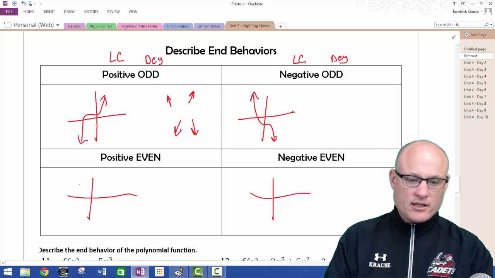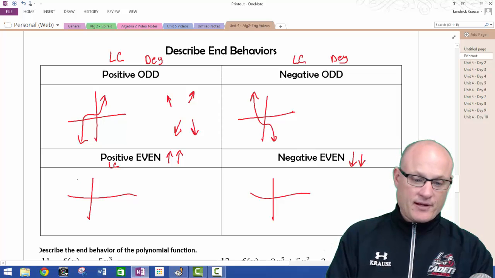All right. Positive leading coefficient. So my leading coefficient is positive, but it's even. And even means it's going to go up or down. In this case, up. In this case over here, since it's negative, we're both going down. All right. I think I got it now. Boom, boom. There we go.